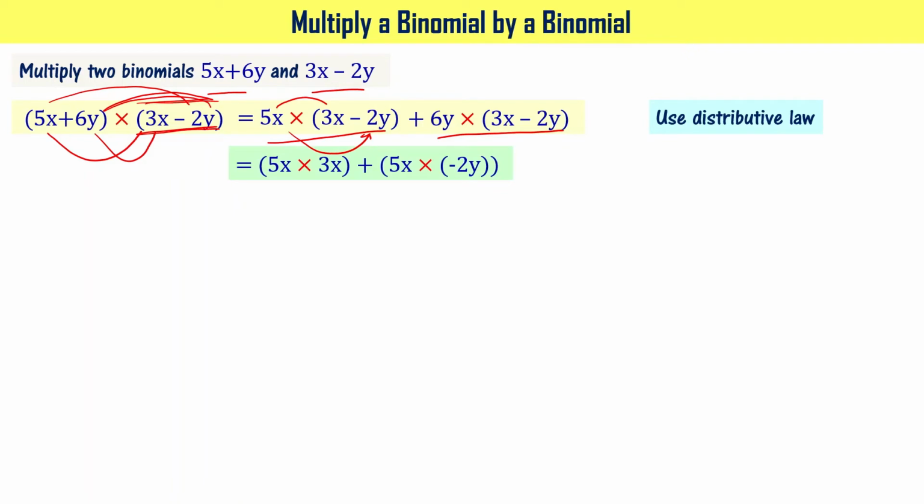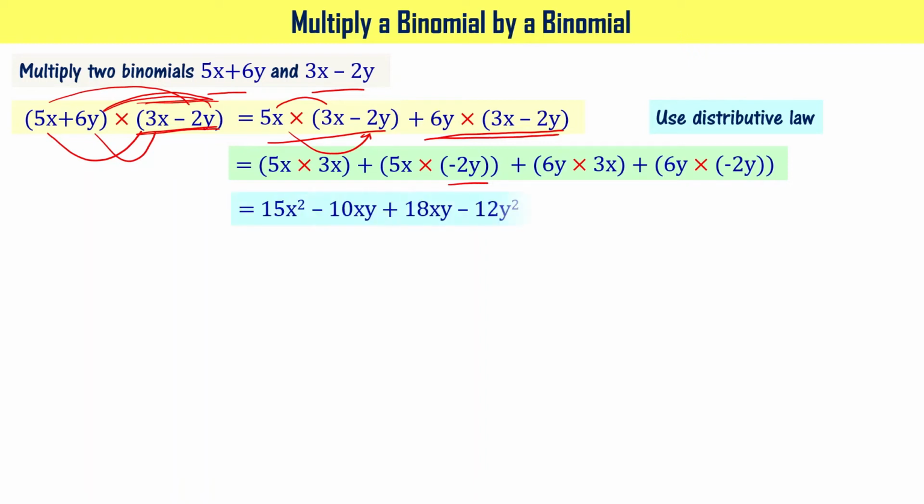So let's do that. 5x times 3x, 5x times minus 2y, and you have to add this particular part now, that is 6y times 3x plus 6y times minus 2y, right? We can now write it as 5x times 3x is becoming 15x square, 5x times minus 2y is becoming minus 10xy, and 6y times 3x is 18xy, and 6y times minus 2y is minus 12y square, right?